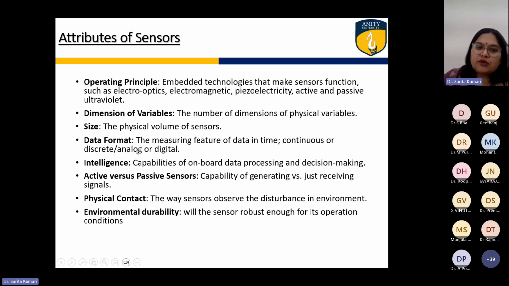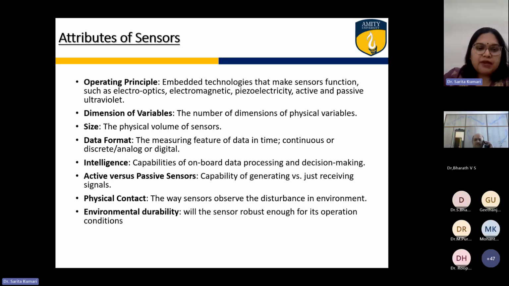These are the different ways we are going to design or select the sensor. Then intelligence is one of the parameters, that is, the capabilities of on-board data processing and decision making. Then active versus passive. Active is self-generative, whereas passive requires external input, an external supply, for its functioning. Then physical contact, that is the way sensors observe the disturbance in the environment, the way they detect the change in the parameters in their surroundings.